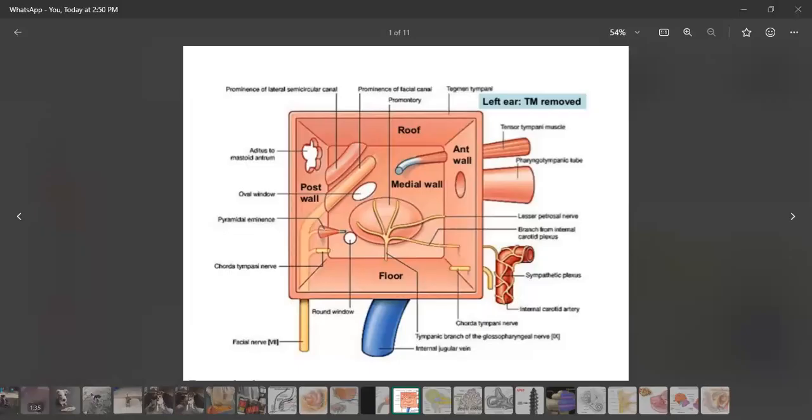Okay, so this is how the middle ear looks when you are looking through the tympanic membrane after removing it. So here we have the promontory, the round window. Then you can see the tympanic plexus here. You can see the chorda tympani nerve crossing the middle ear. And then you have these bones. Okay, so the bones.